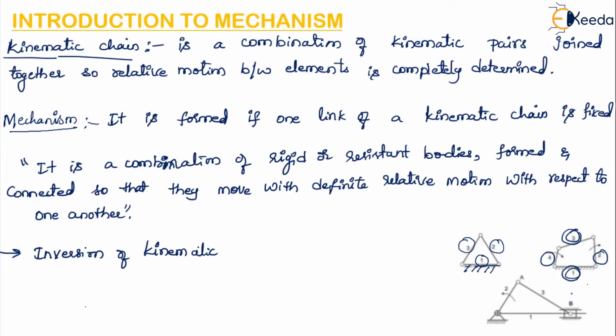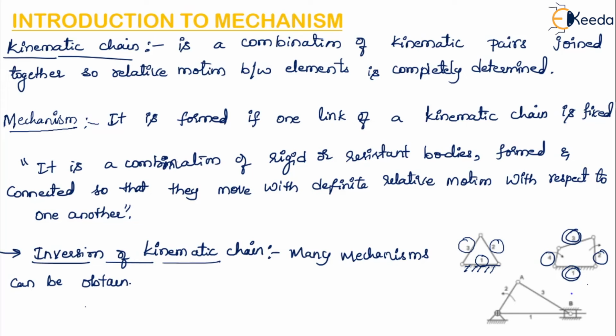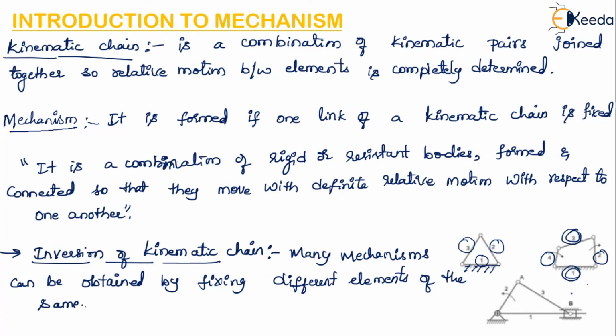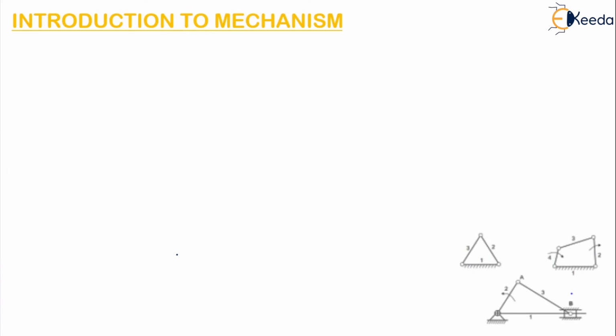Inversion of kinematic chain. So many mechanisms can be formed, can be obtained by fixing different elements of the same chain. Okay, so here you can see link 1 is fixed. So this has formed one kind of mechanism. So if you fix link 2, a different mechanism will be formed. And if you fix link 3, a different mechanism will be formed. So you can have many such mechanisms by fixing different elements or links of the same chain. So this is called as inversion of kinematic chain.